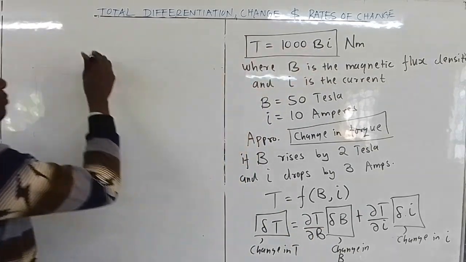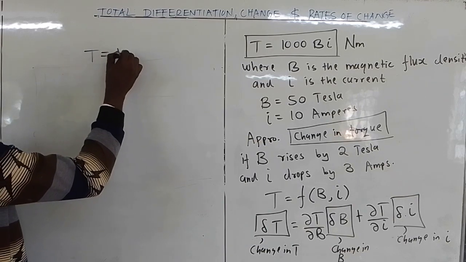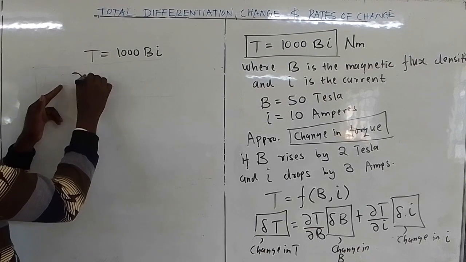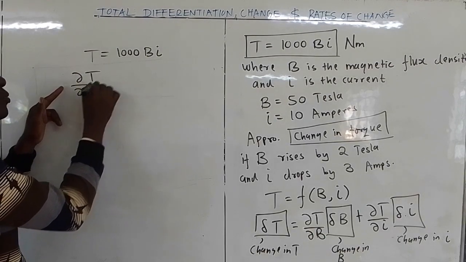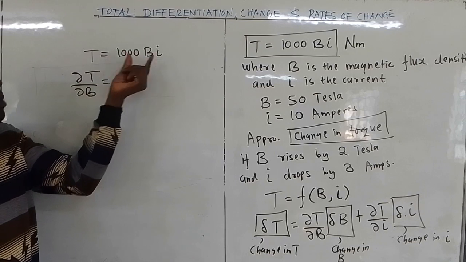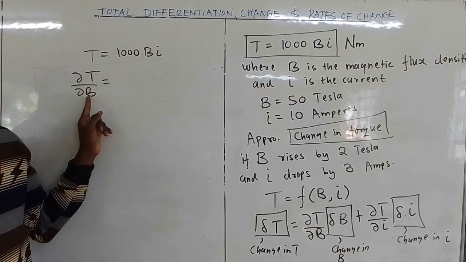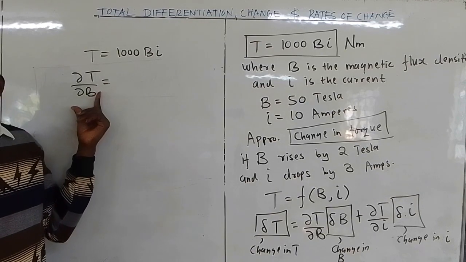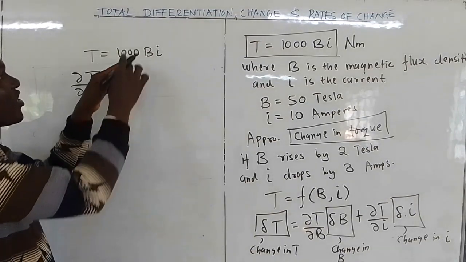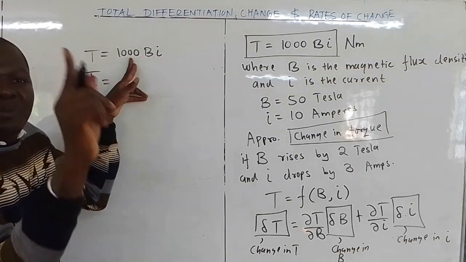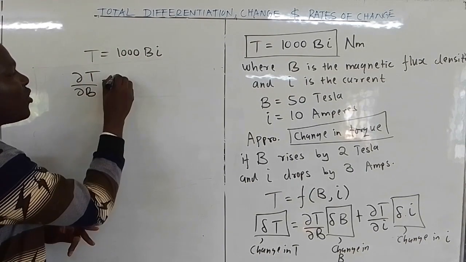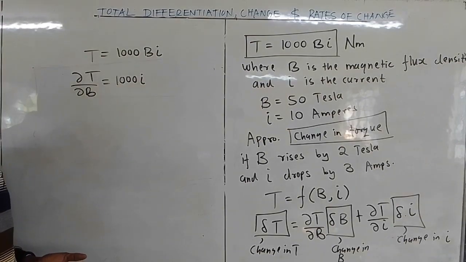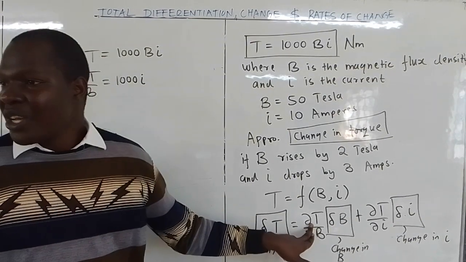What is our equation? T is equals to 1000 B I, isn't it? So we want to differentiate T partially with respect to B. So when we are differentiating T partially with respect to B, only B is a variable, anything else is a constant, isn't it? So it means 1000 I is a constant. If you differentiate B, you get 1. So what do you remain with? 1000 I. Meaning we found this partial derivative, isn't it?